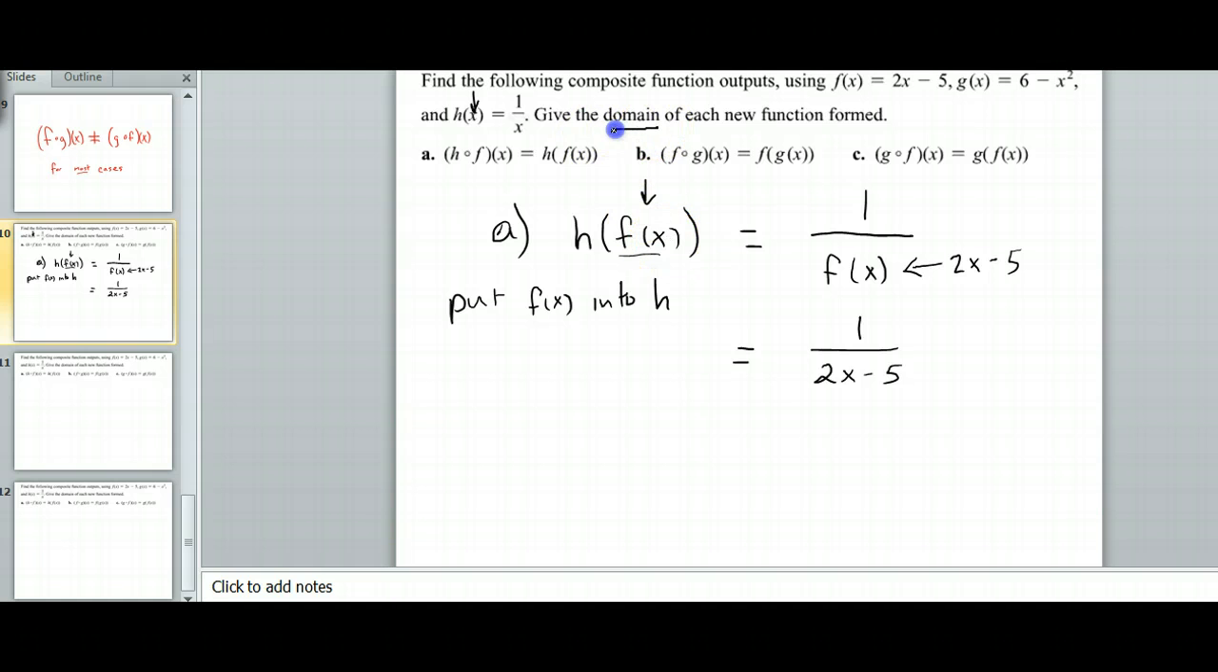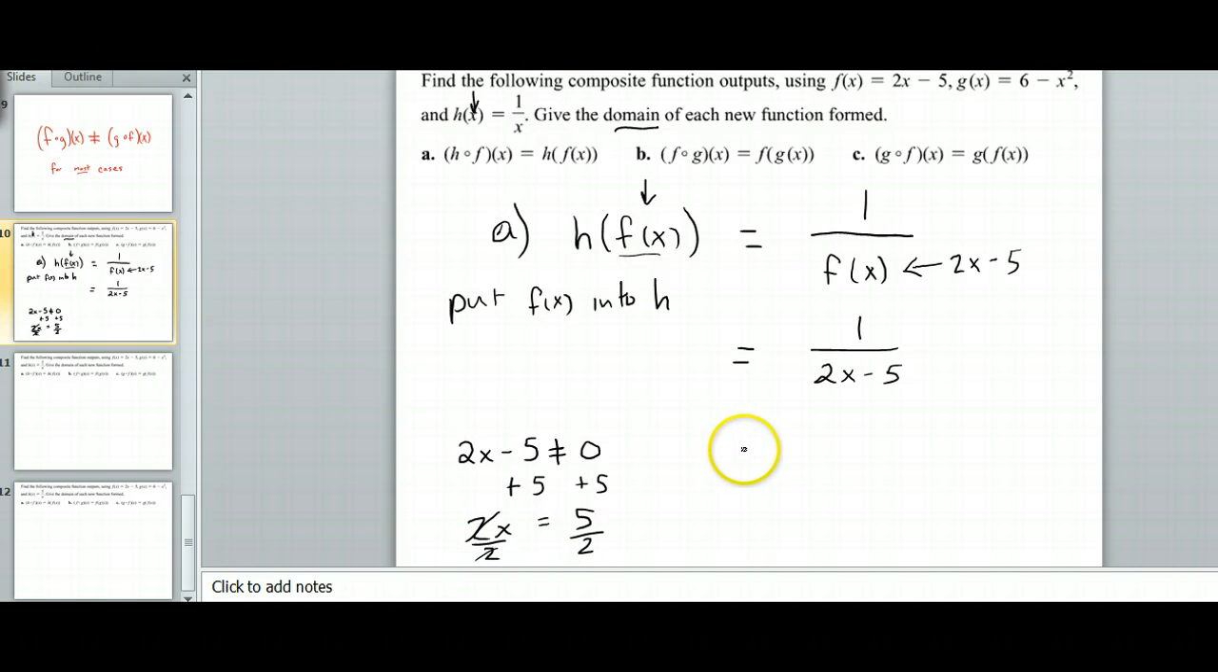Now give the domain. Remember, this has division. 1 divided by 2x minus 5. We can't divide by 0, so we need to figure out what causes that denominator to be 0 and then not allow that to happen. Alright, well, add 5 to both sides. We get 2x is equal to 5. Divide both sides by 2.